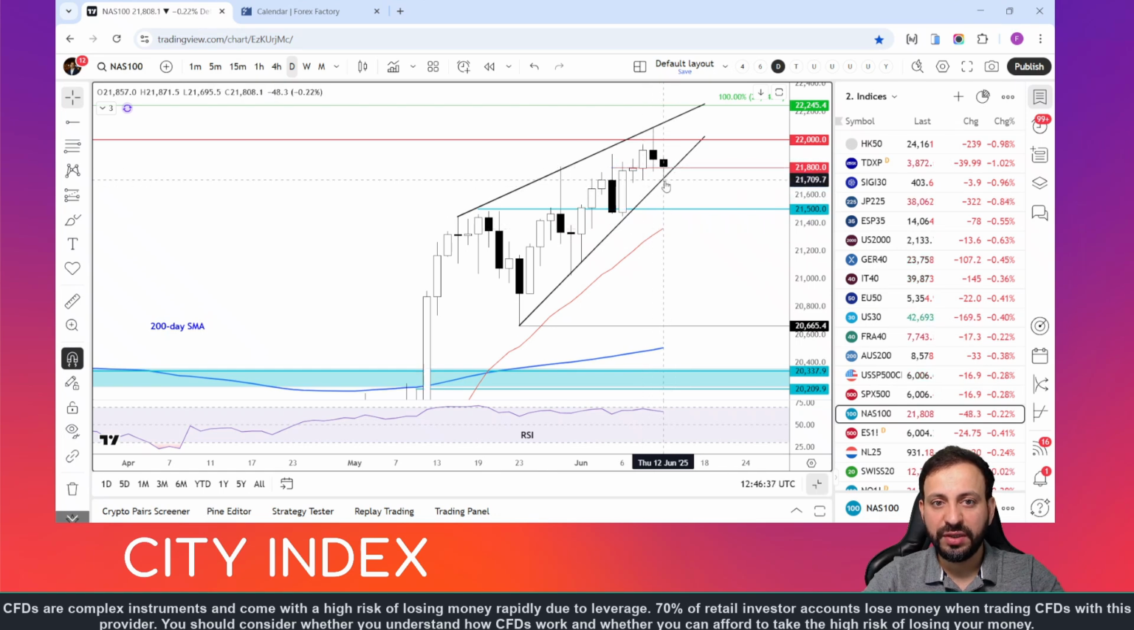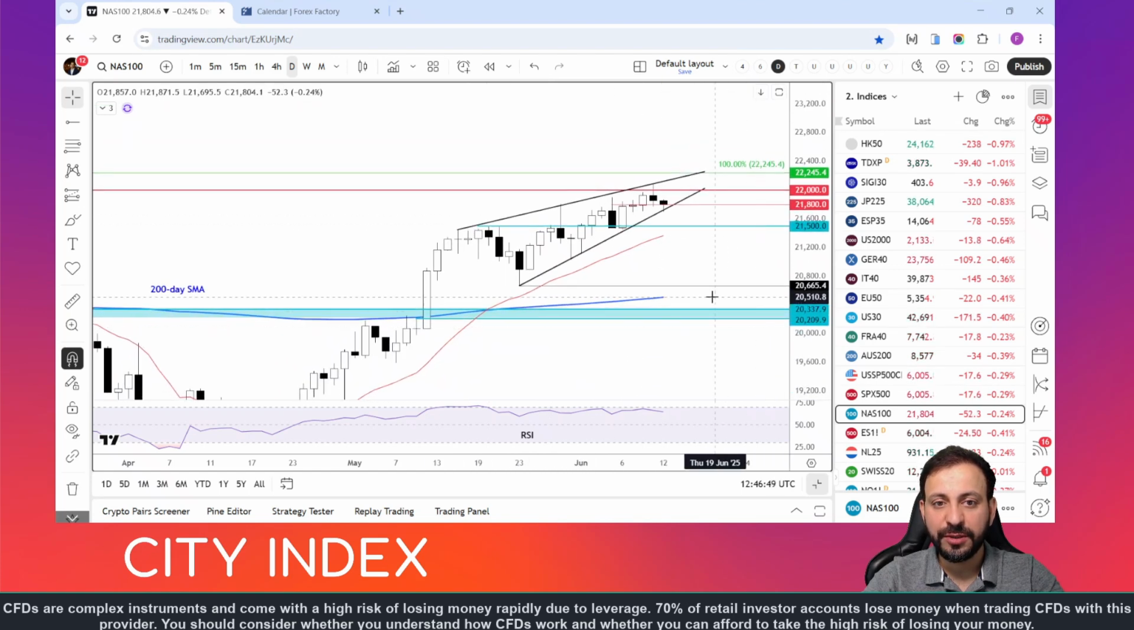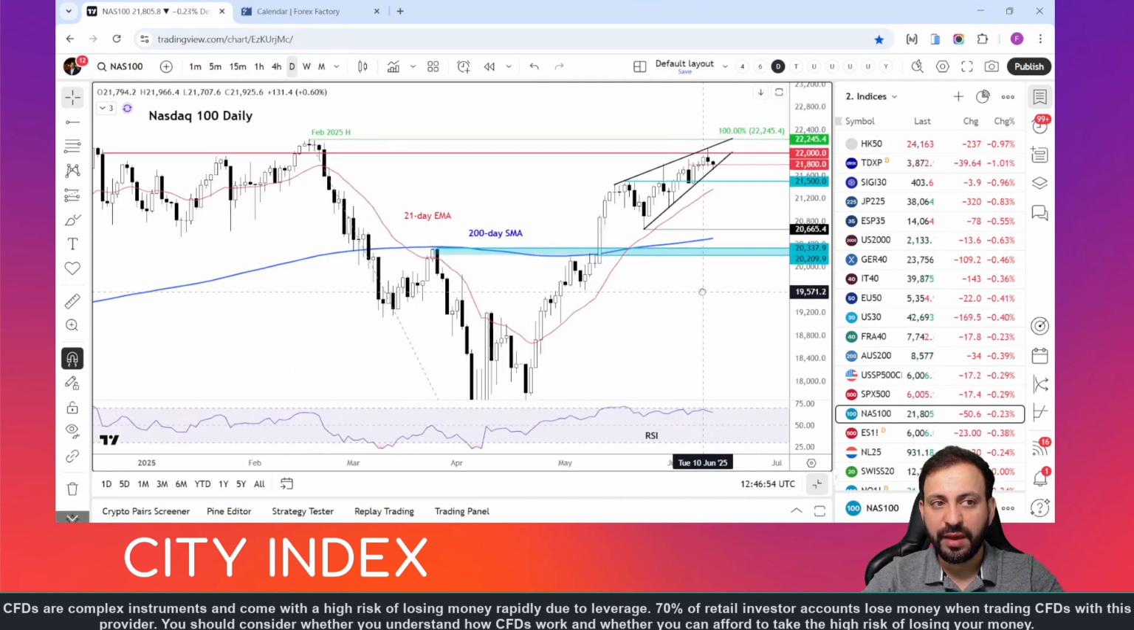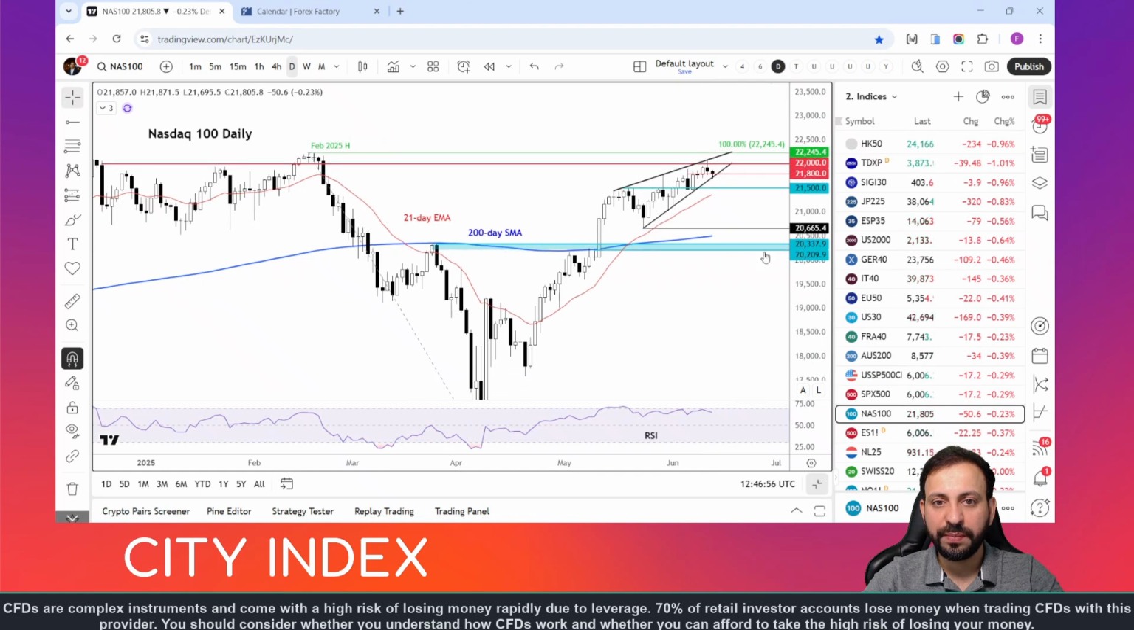If it closes below the trend line, I think that would be a bearish outcome. Short-term support below that is seen at around 21,500, this blue line here. Below that, we have the 21-day exponential moving average. So there's lots of support levels that could potentially provide a floor for the market. But things will get interesting if we break 21,500. But more specifically, this low here was the last low at 20,665 before the index made a fresh move higher.